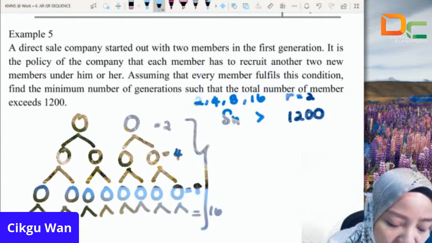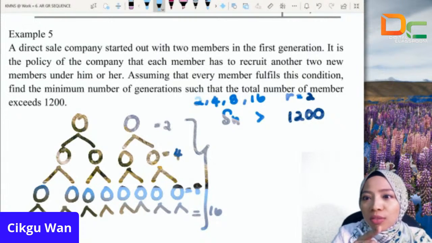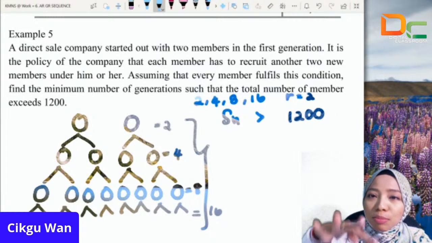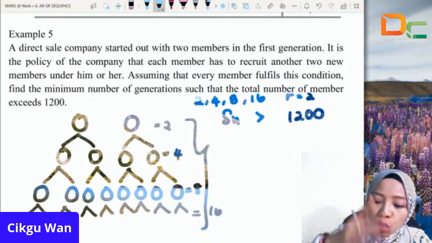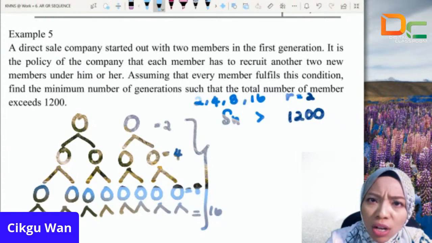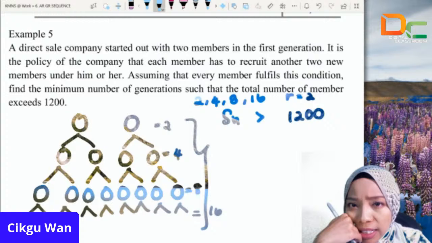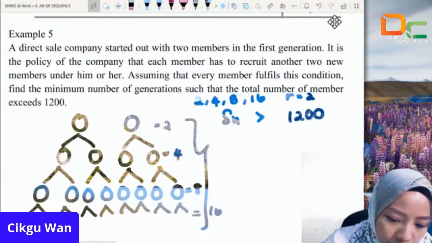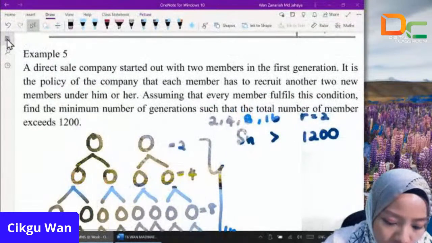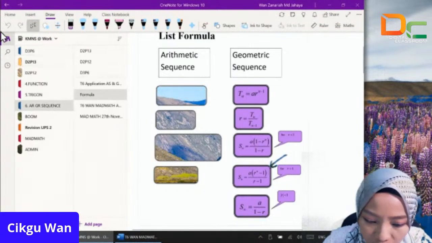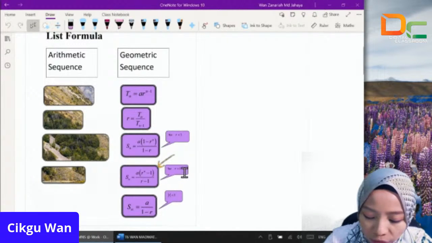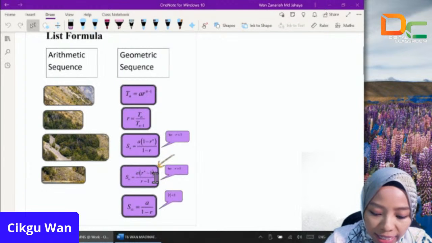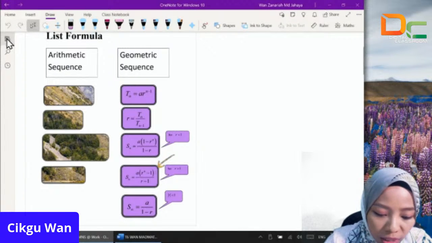So apakah formula? Since r is constant, bukan arithmetic. This is geometric, because we have the constant common ratio. 16/8 dapat 2, 8/4 dapat 2. So r is greater than 1. Tadi Sarimi ada sebut. I pun ada share dalam group semua orang. If r is greater than 1, macam dalam case kita, the formula ini yang kita akan pakai: a(r^n minus 1) over r minus 1.